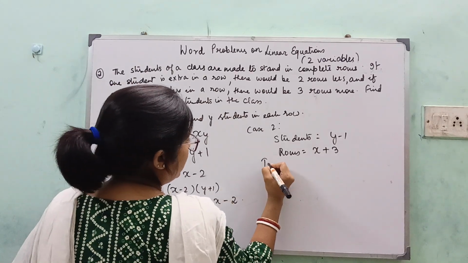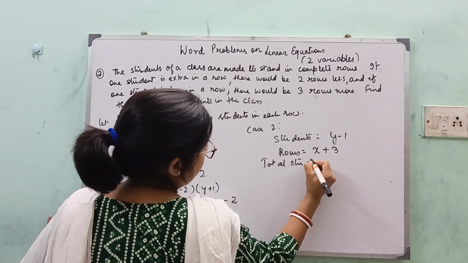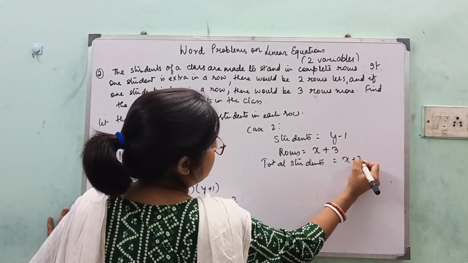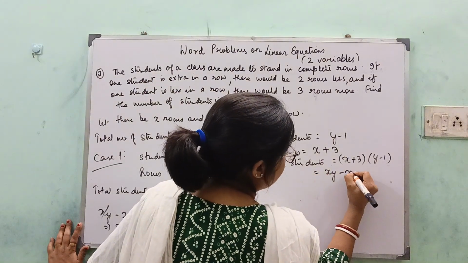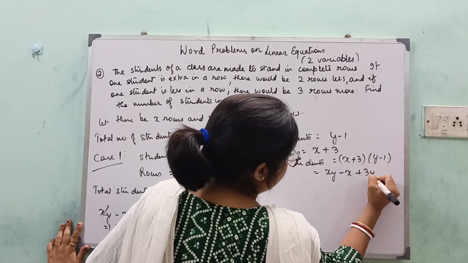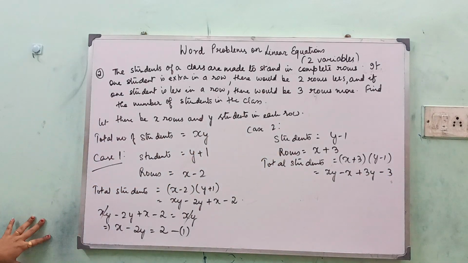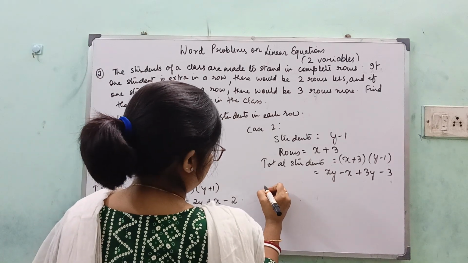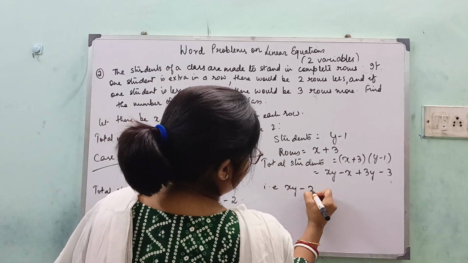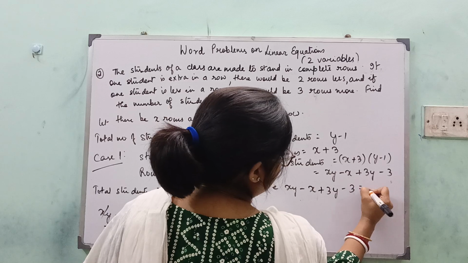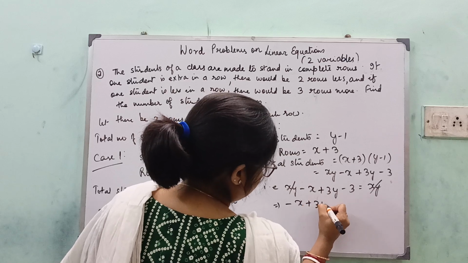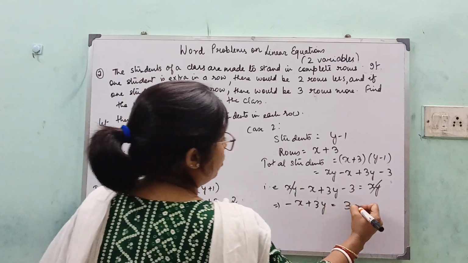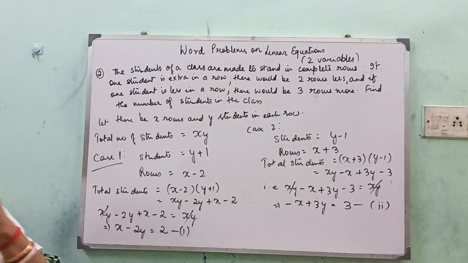So here also the total number of students will become x plus 3 into y minus 1. That means xy minus x plus 3y minus 3. So this is again going to become equal to xy. That is, xy minus x plus 3y minus 3 is equal to xy. So the equation becomes minus x plus 3y equals 3. So you can see we have got two equations over here, equation 1 and equation 2.